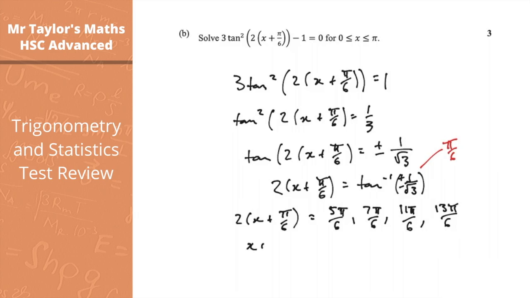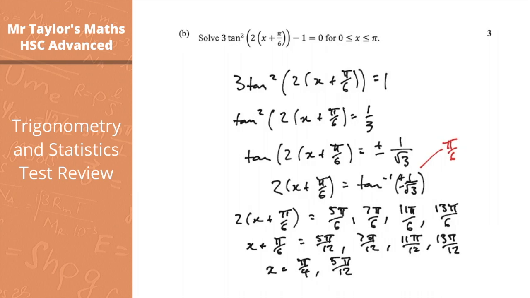But when I divide by 2, they all become on 12. And it still looks like that last one doesn't fit. But when I subtract pi on 6, obviously pi on 6 is 2 pi on 12, so that will be 11 pi on 12. So final solutions are 3 pi on 12, which is pi on 4, 5 pi on 12, 9 pi on 12, which is 3 pi on 4, and 11 pi on 12. So 4 solutions to that one.